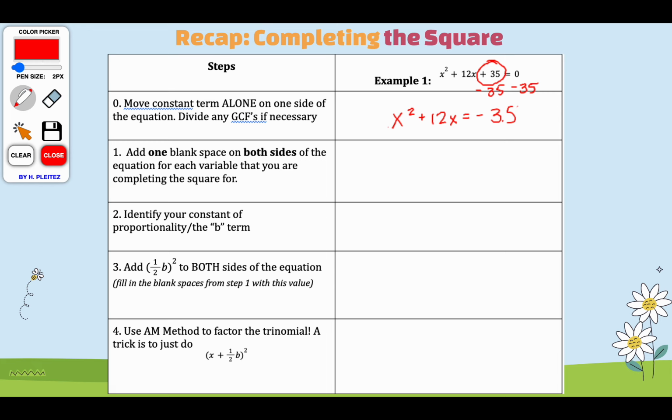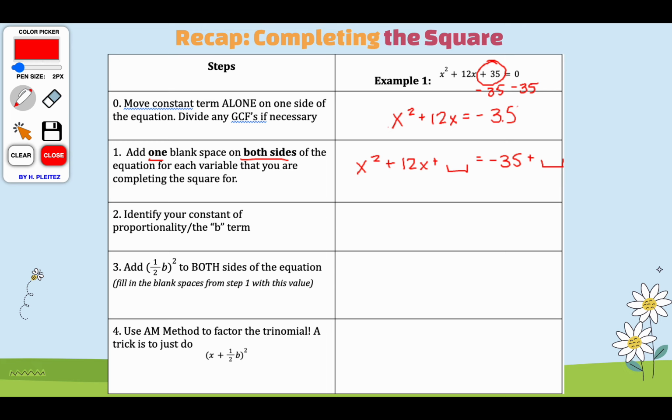So actually step number 1 says add one blank space on both sides of the equation for each variable that you are completing the square for. So right now, we only have x in this case, so that means I'm going to add one blank space on the left, so x squared plus 12x plus something equals negative 35. We have to add it on the right as well, plus something, right?